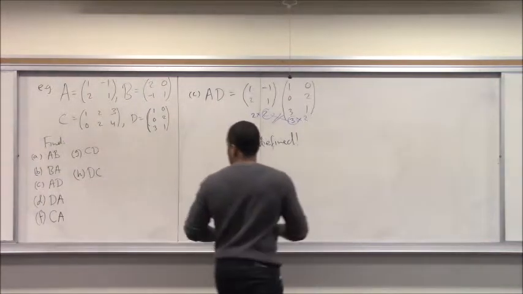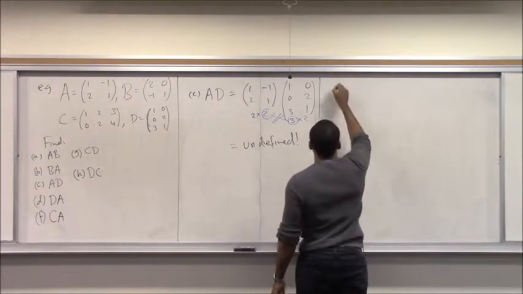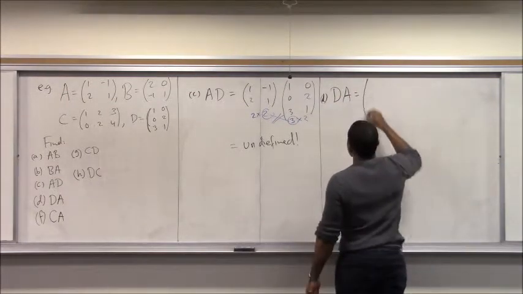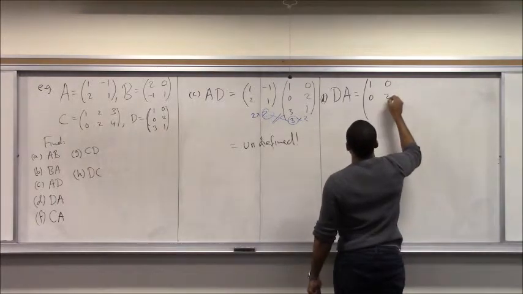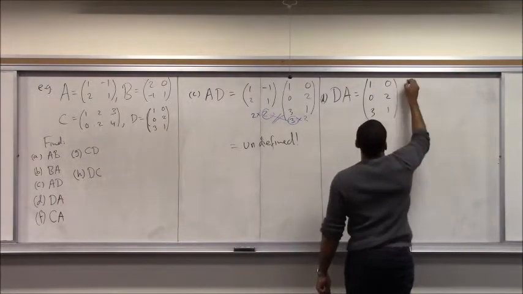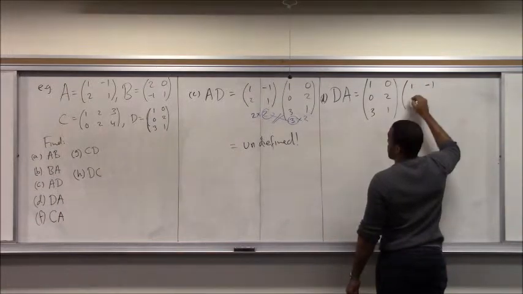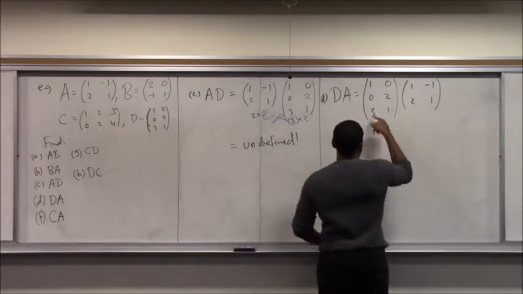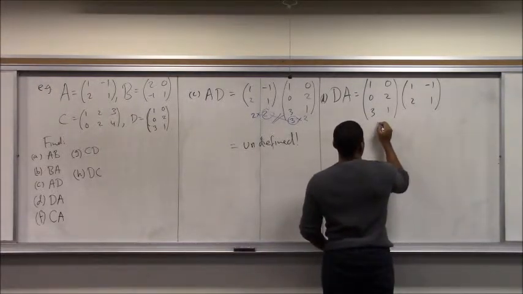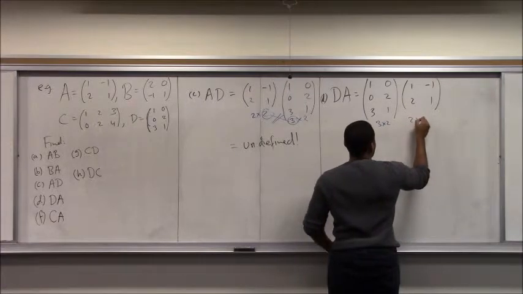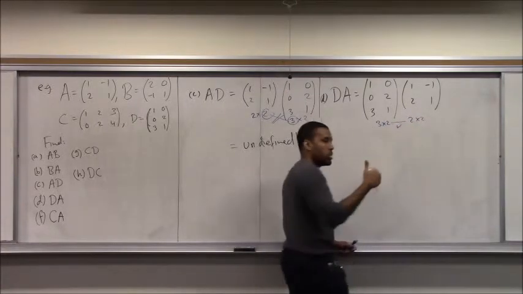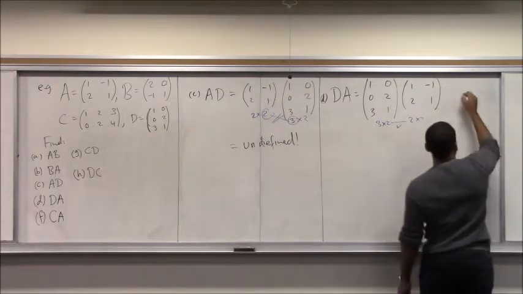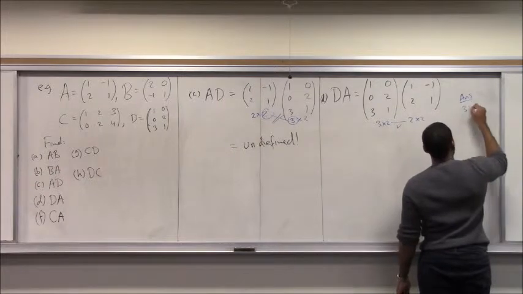Okay. What about DA? Switch the order. So if I have 1, 0, 0, 2, 3, 1, multiplied by 1, minus 1, 2, 1, can that work? Well, you check. What's the size of this one? 3 by 2. This is 2 by 2. These numbers match up. Okay, so this is something that can work. How big is the answer going to be? The answer is going to be a 3 by 2.